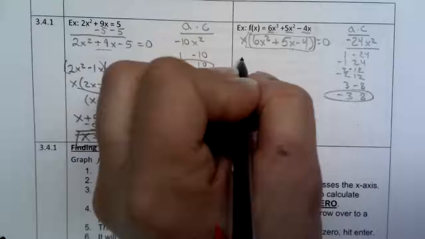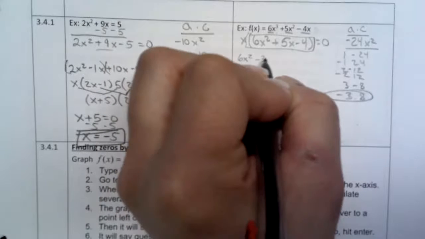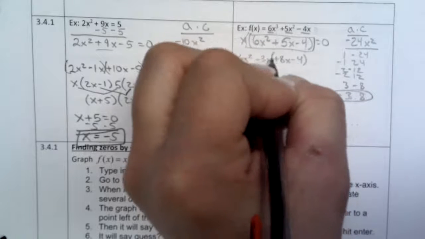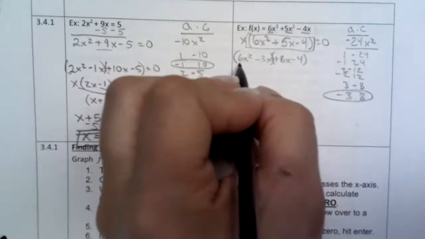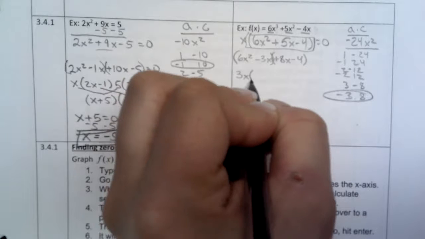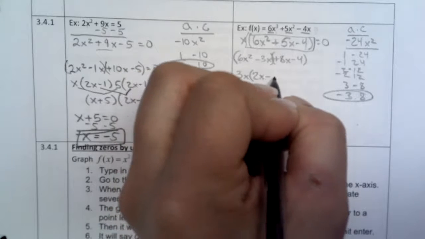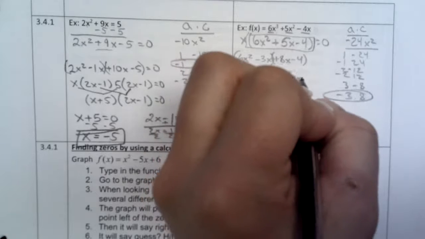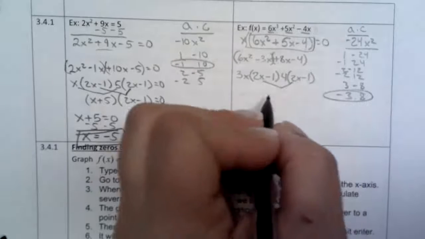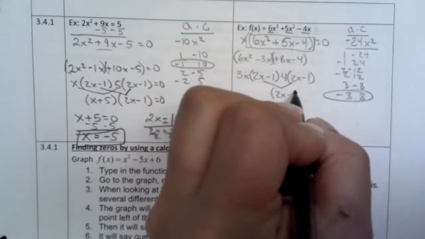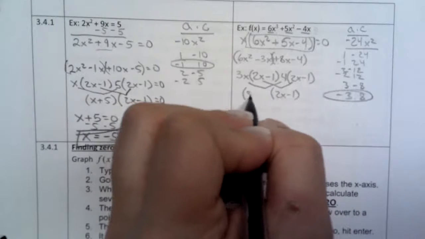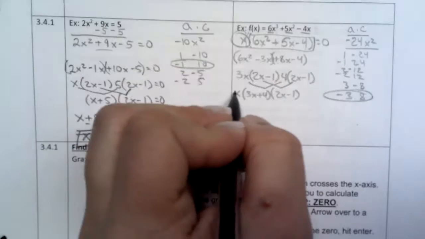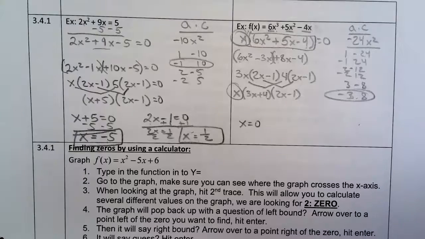Okay, so now I'm going to do my 6x squared minus 3x plus 8x minus 4. I'm going to continue factoring, so I'm going to pull a 3x out of here, and I'm left with 2x minus 1. And here I'm going to pull a 4 out, and I'm left with 2x minus 1. Okay, those match, so I know I'm on the right track. 2x minus 1. Those are my other pair, 3x plus 4. Okay, and then don't forget we have that x that we pulled out in the beginning. It's still part of the factors.